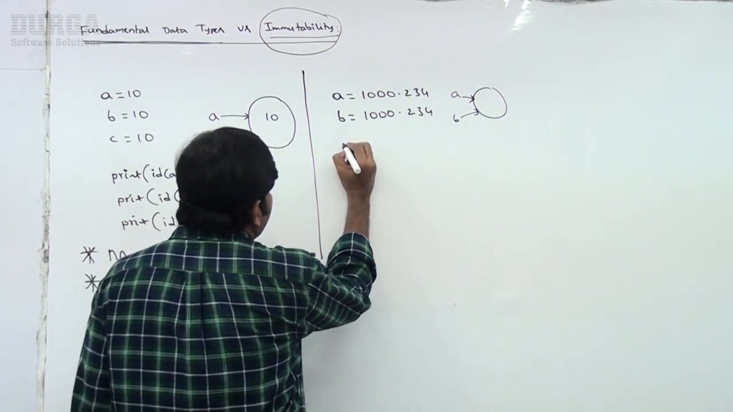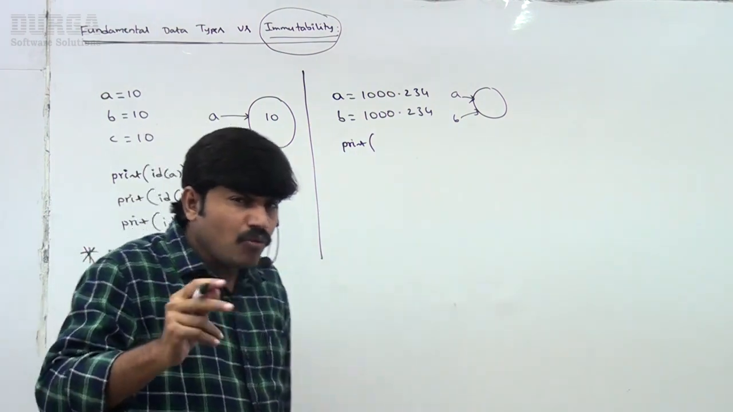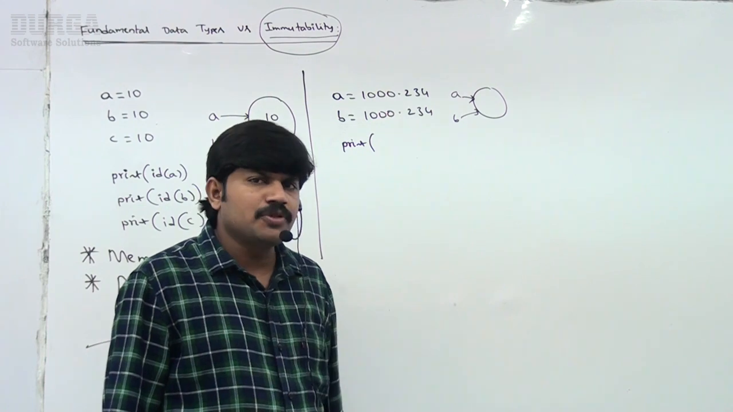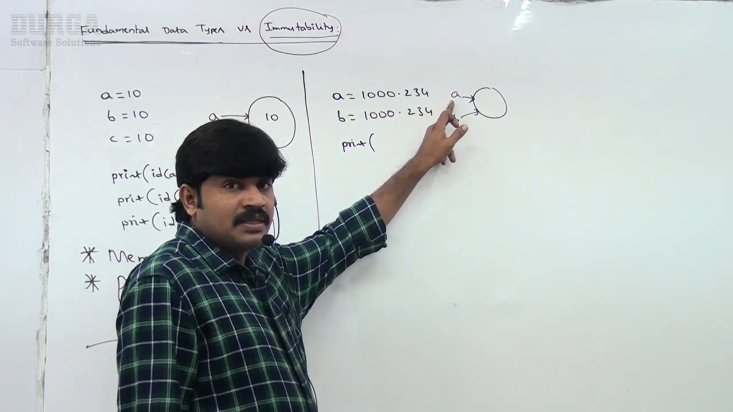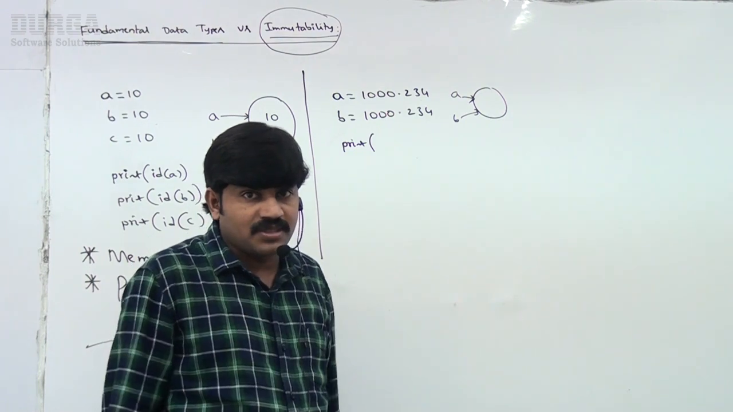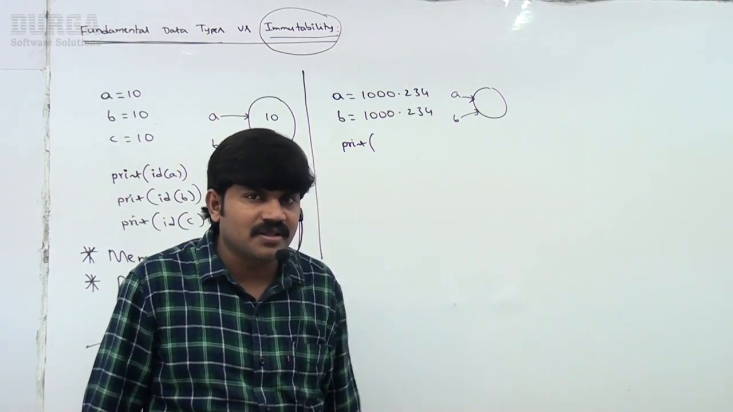Okay, now print. How did you prove it in the last example? What is the approach we followed? Sir, the address: ID of A, ID of B. If the addresses are the same, both are pointing to the same object. So it is not required to compare addresses. There is one small shortcut.